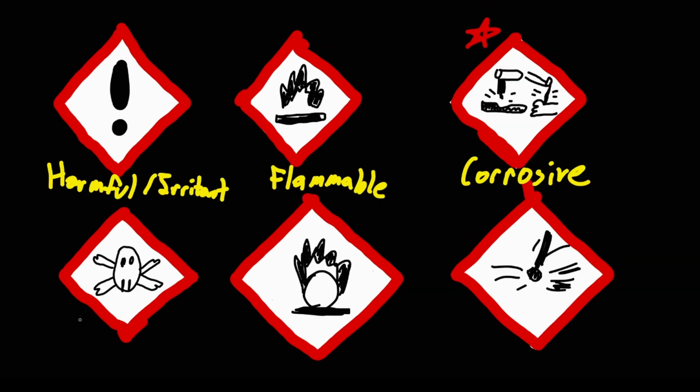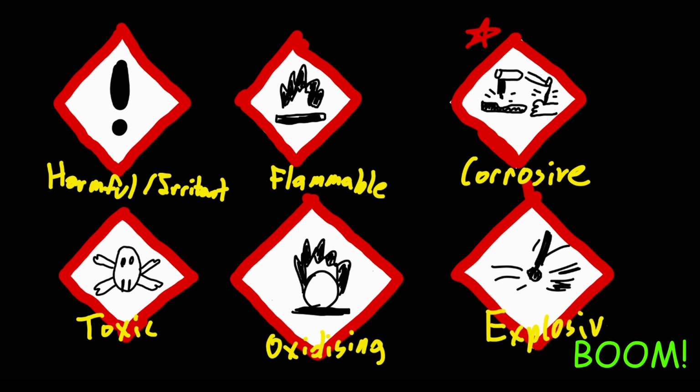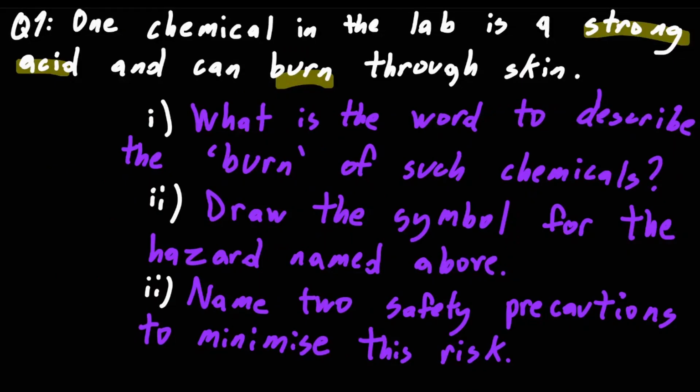This one with the skull emoji is toxic. That one, it's like the flammable one, but it has like a circle there. That means oxidizing. And basically what that means is it reacts with other elements and produces a lot of heat, essentially. And this one means explosive. These are basically the main ones that you need to know.